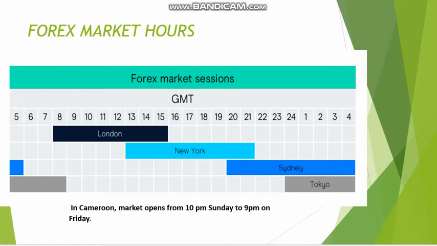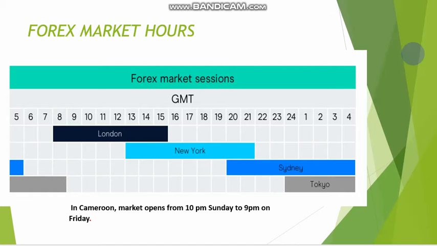Here we have the forex market hours. Since this is something international, we need to use a general time, so we're using GMT. You just need to know the time in your country. If your country is GMT+2 or GMT+1, like people in Cameroon, our time is GMT+1. In the forex market, we have what they call sessions: the London session, the New York session, the Sydney session, and the Tokyo session.